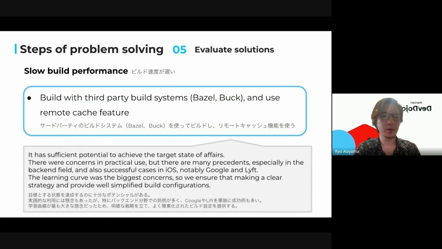Using a third-party build system includes a trade-off of a pretty high learning curve. However, when it came to actually migrating, we put together a strategy and were able to set it up in advance in a way that would work for everybody. As a result, we decided to go with this solution.